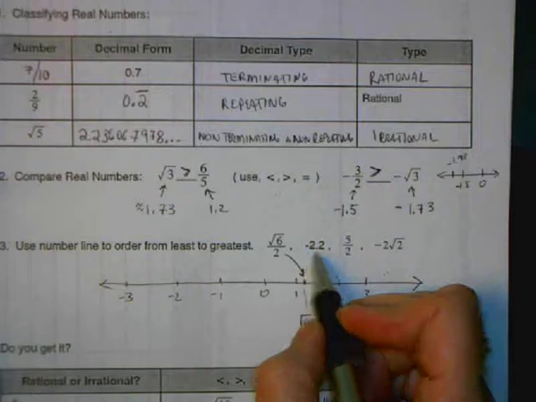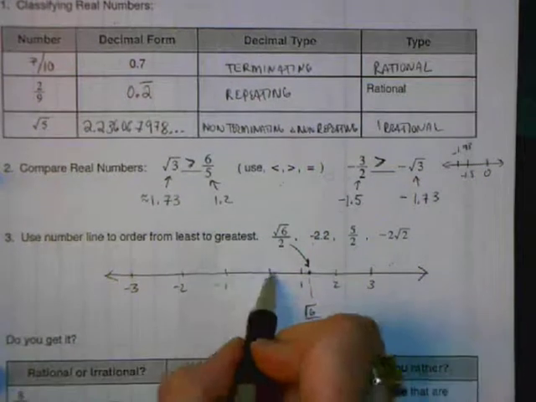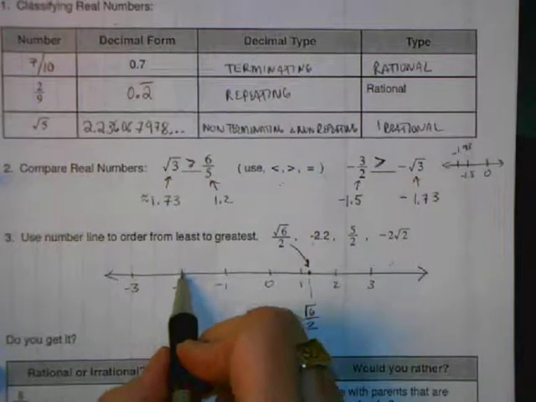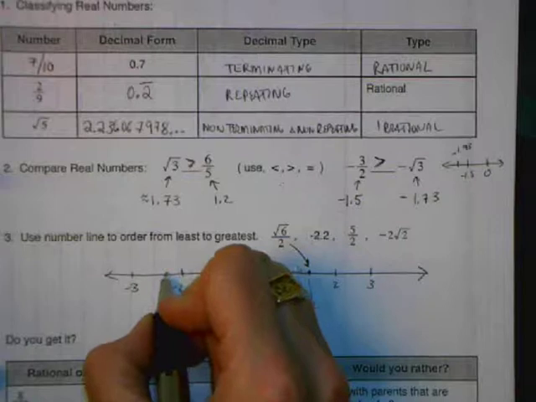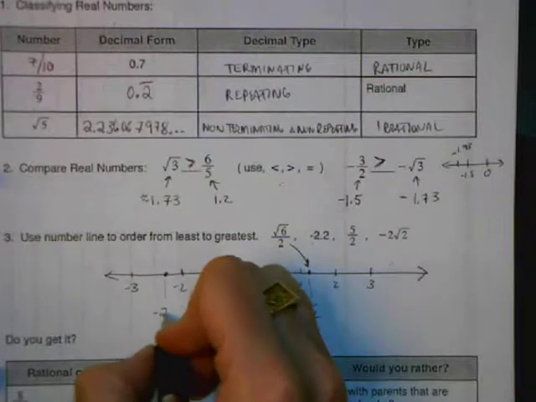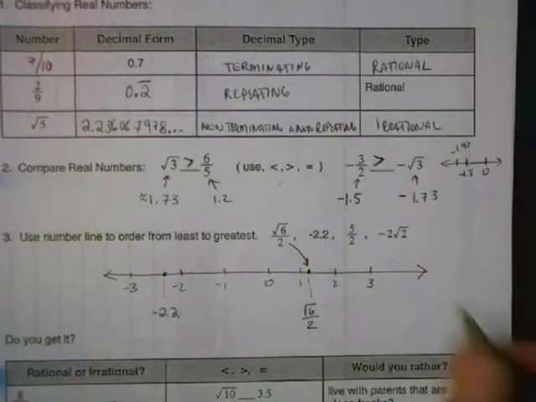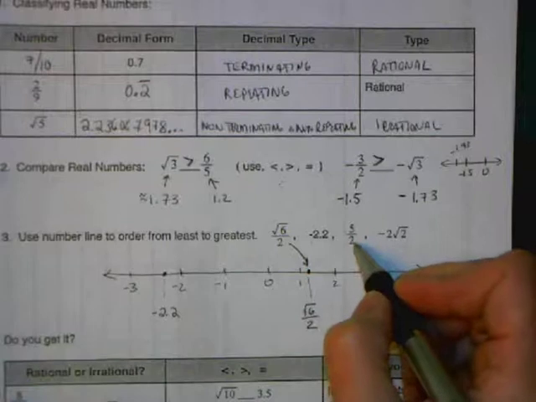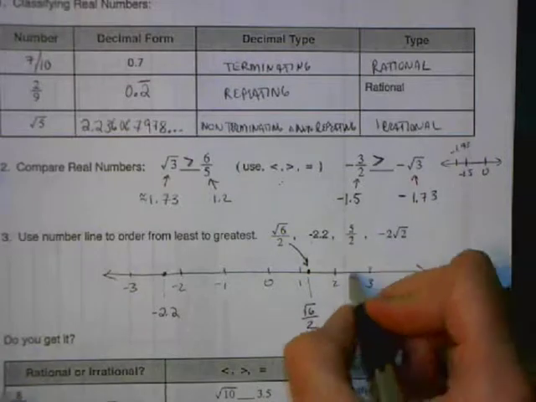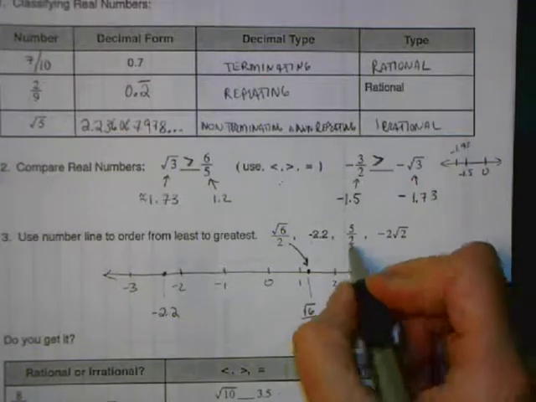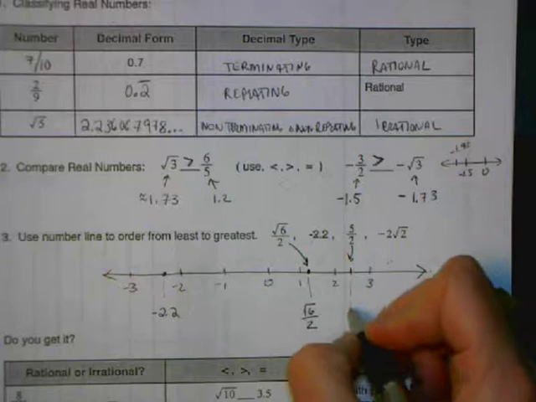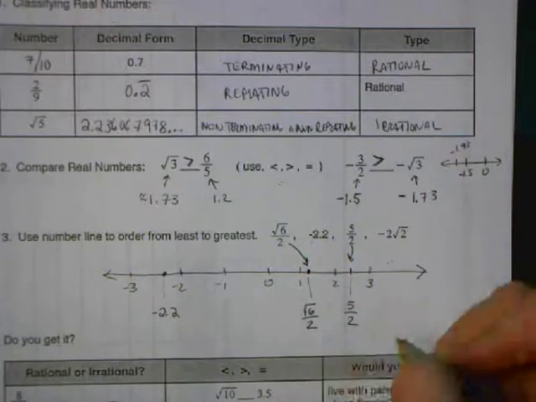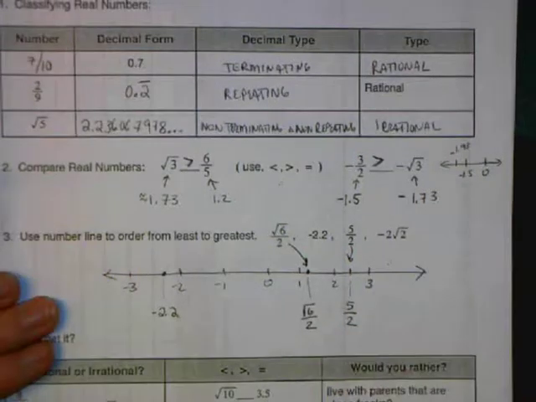Negative 2.2, I can put that directly on my number line. Negative 1, negative 2, it's a little more negative than 2. It's about there. That's negative 2.2. 5 halves, 5 over 2, that's the same as 2.5. Its decimal equivalent is right here. So that's 5 halves.